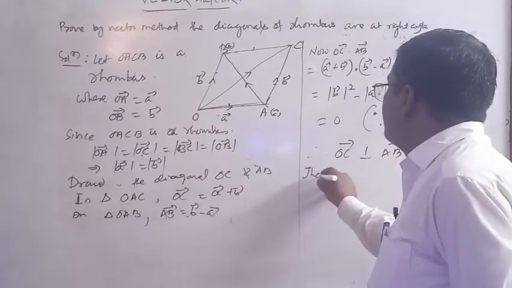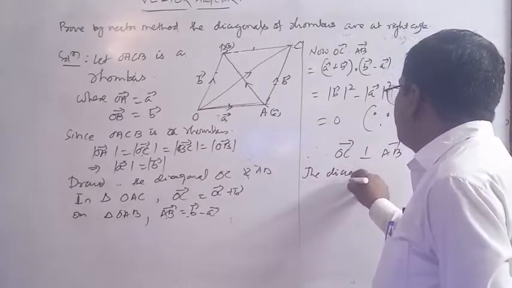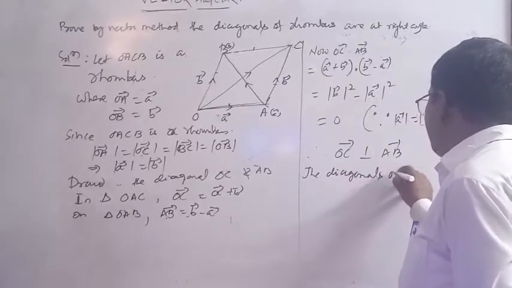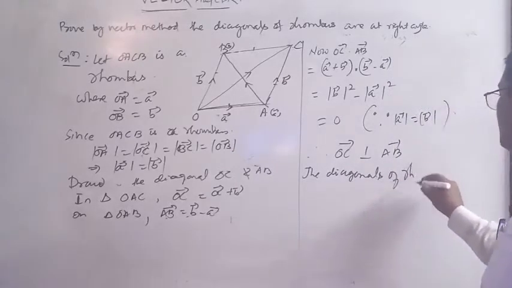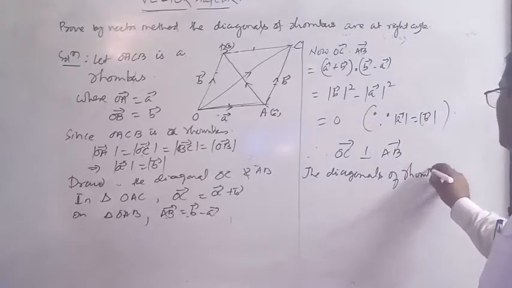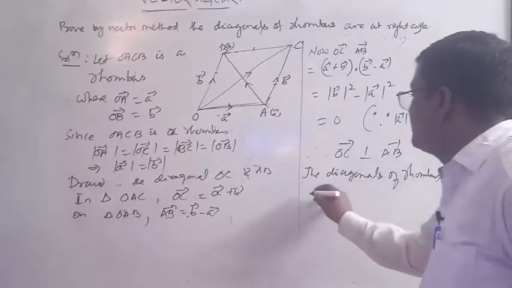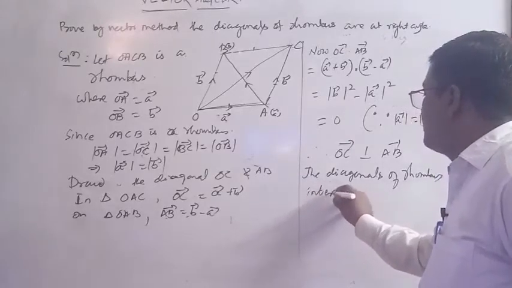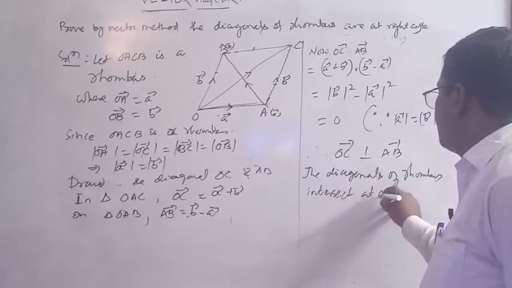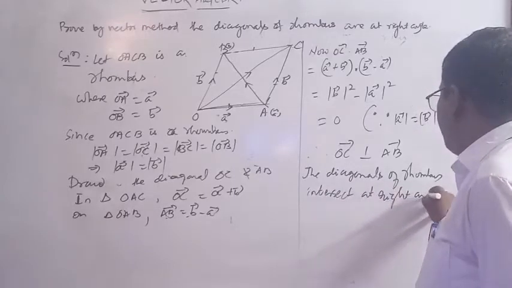Therefore the diagonals of a rhombus are at right angle, intersect at right angle. The diagonals of a rhombus intersect at right angle. Okay.